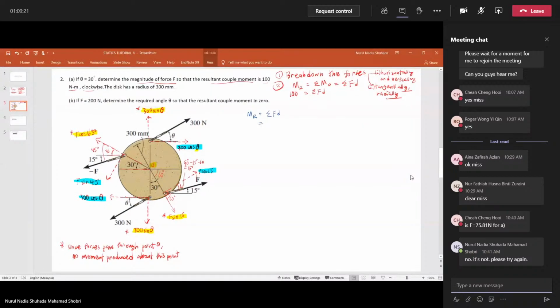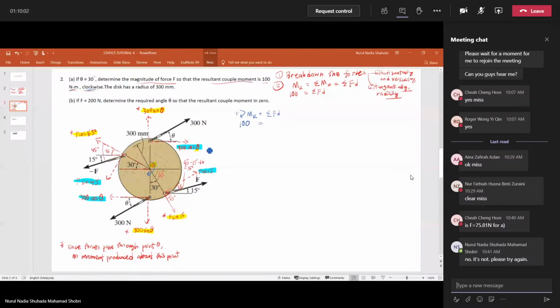Okay. So we said that the resultant couple moment is 100 Newton meter clockwise. Since it's clockwise, we have to put it like this, and the resultant moment value is 100. So put it here. And now you have to sum all the blue forces. Since this one is clockwise, we also have to define the rotation of the disc as clockwise.